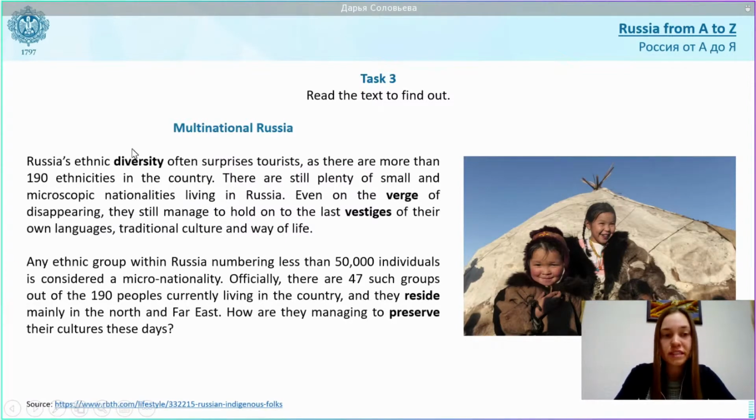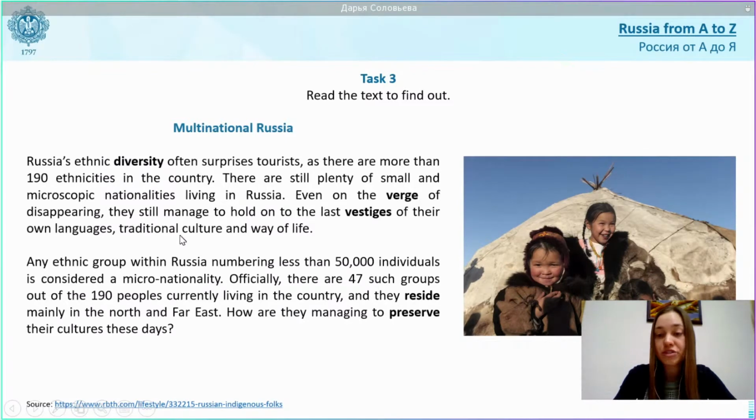So the first word is diversity. It means that Russia has many ethnic groups. Diversity is разнообразие. The second word, even on the verge of disappearing. On the verge, на краю, на грани. On the verge of disappearing, на грани исчезновения. They still manage to hold on to the last vestiges of their own languages. Vestiges means the rests. What is left? Остатки, vestiges.